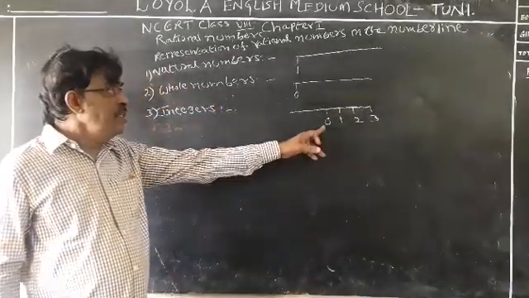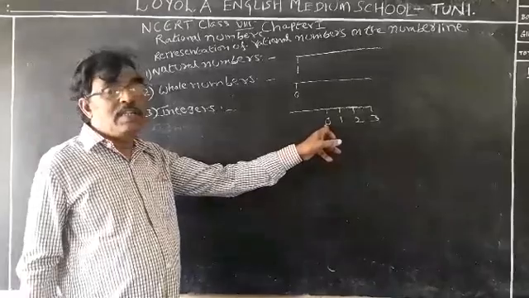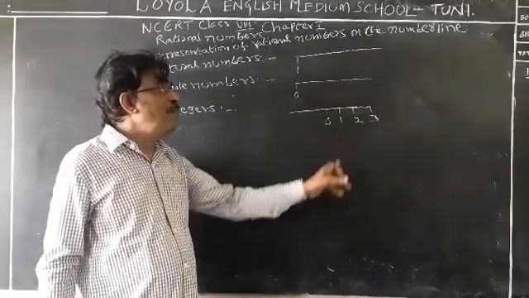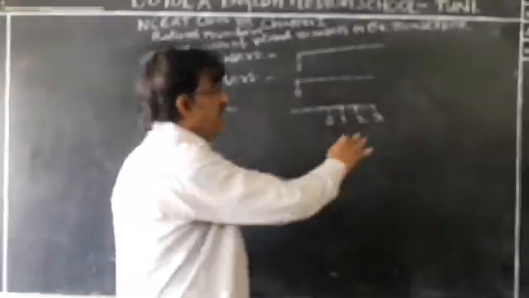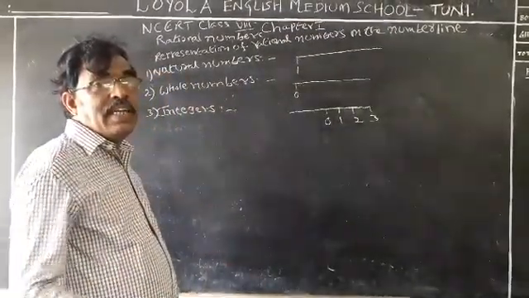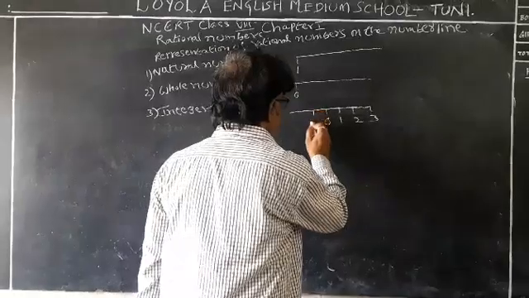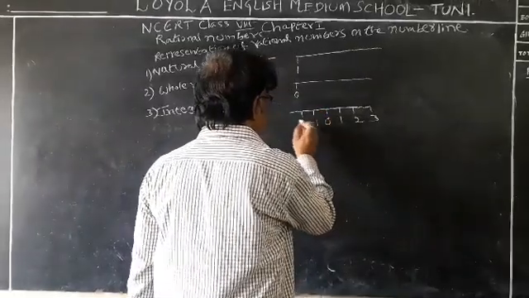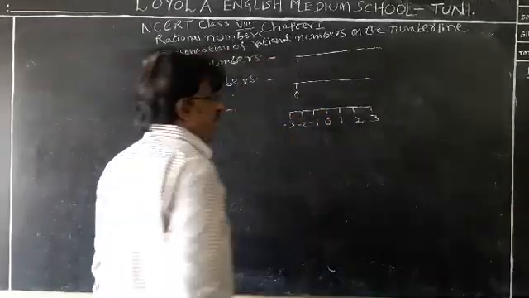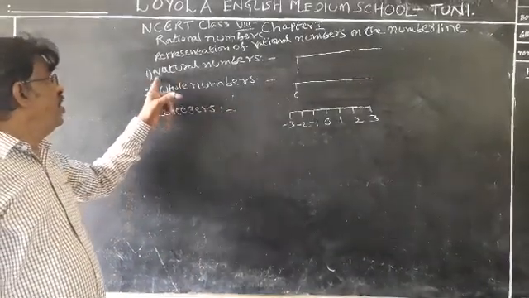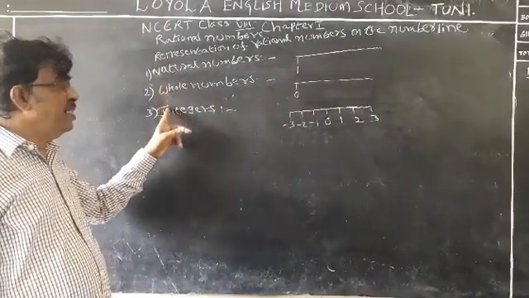Zero is neither positive nor negative. Just now I told you all positive numbers must lie only on the right side of 0 and negative numbers on the left side of 0. That means -1, -2, -3, etc. So, that is how we represent natural numbers, whole numbers and integers.